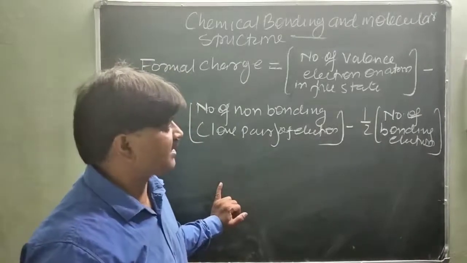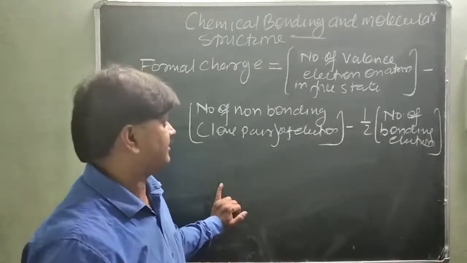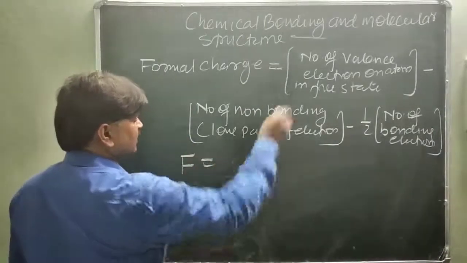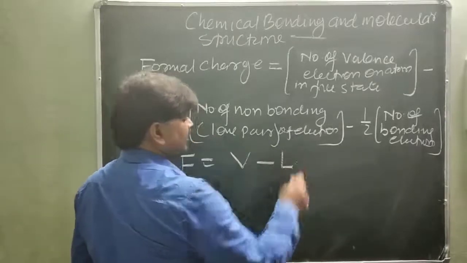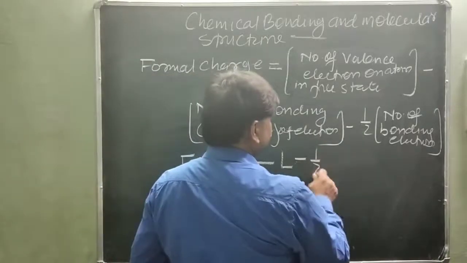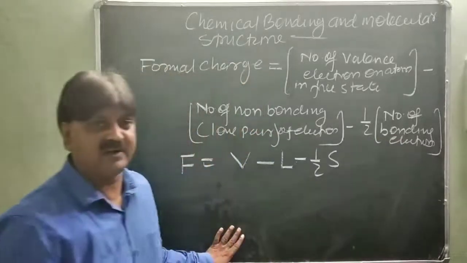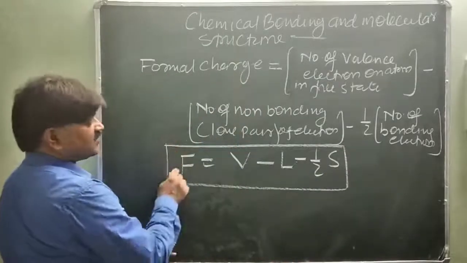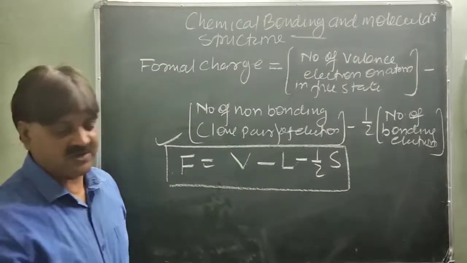Bonding electrons are the shared electrons. So formal charge can be shown by F is equal to V minus L minus half into S, where V is the number of valence electrons, L is the number of lone pair electrons, and S is the number of shared or bonding electrons. This formula is used to calculate the formal charge on an atom in a molecule. Is it clear?